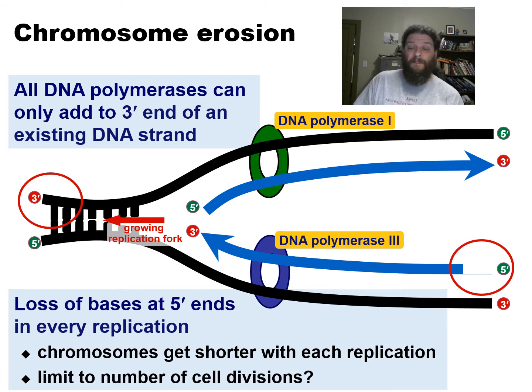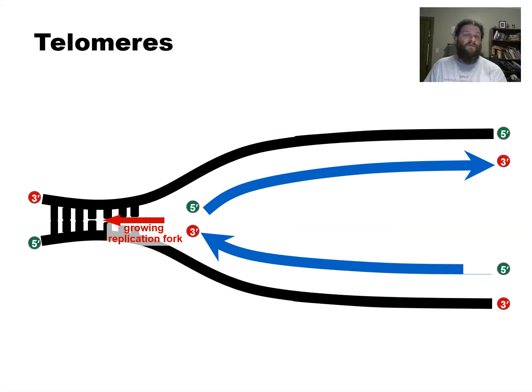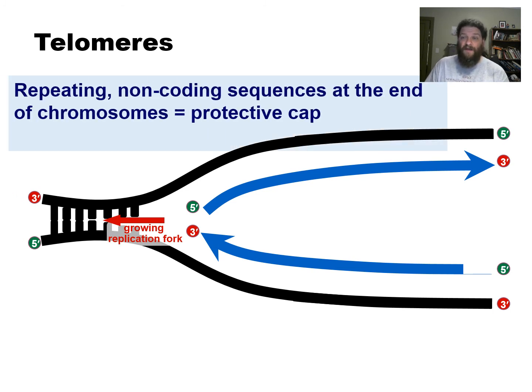All right. Now, does that give us a limit to the number of divisions a cell can actually go through before you start losing information, actual information from the chromosome itself? Well, there's an adaptation that has developed that allows for a little bit of a buffer zone for this chromosomal erosion. There's a sequence of it's like pawns, right? They're designed to get chewed up. They're just non-coding sequences of DNA that act as a protective cap.